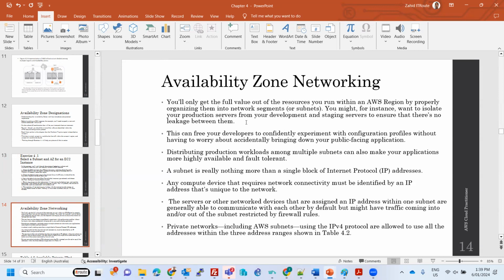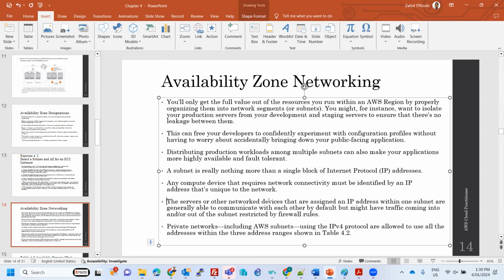A subnet is really nothing more than a single block of Internet Protocol addresses. Any compute device that requires network connectivity must be identified by an IP address that is unique to the network. The servers or other networked devices that are assigned an IP address within one subnet are generally available to communicate with each other by default, though they might have traffic coming through or leaving the subnet restricted by firewall rules. So all these IP addresses, subnets, and networks will also be part of this availability zone.